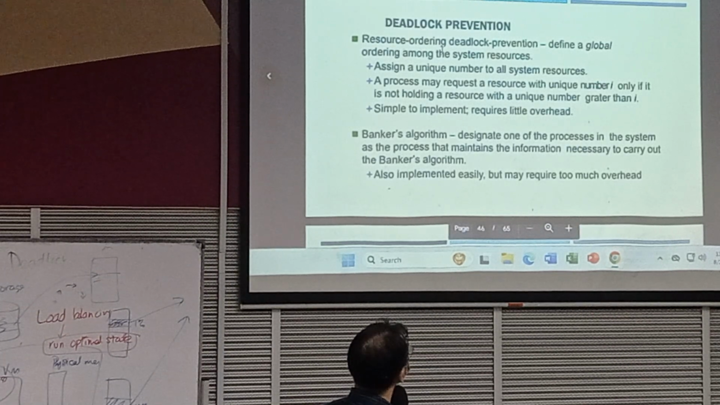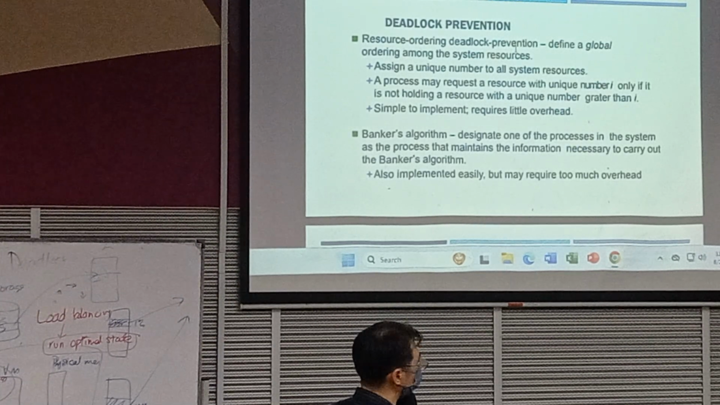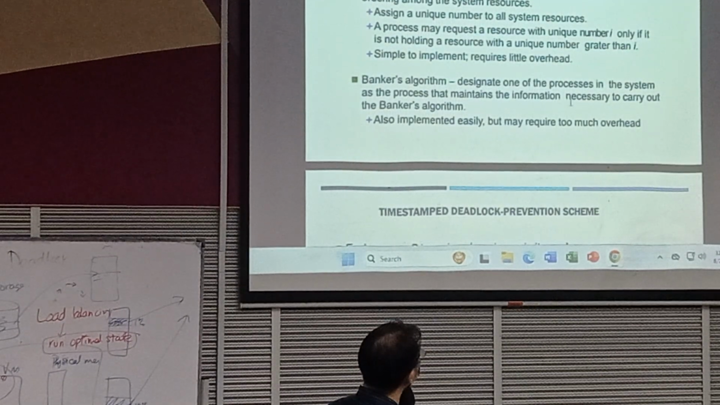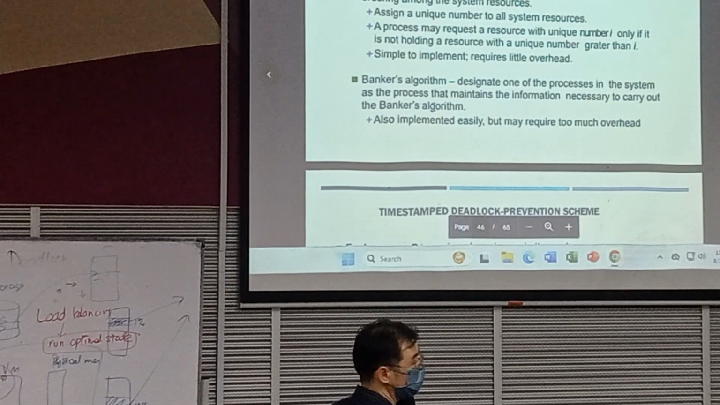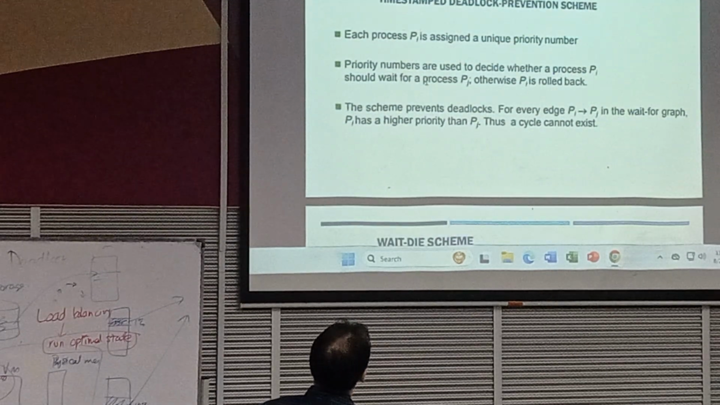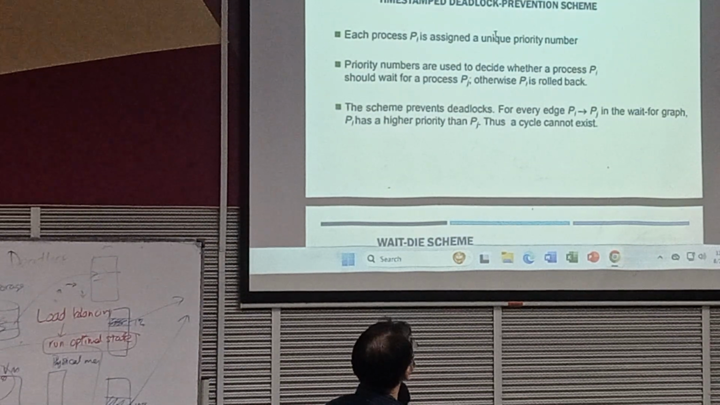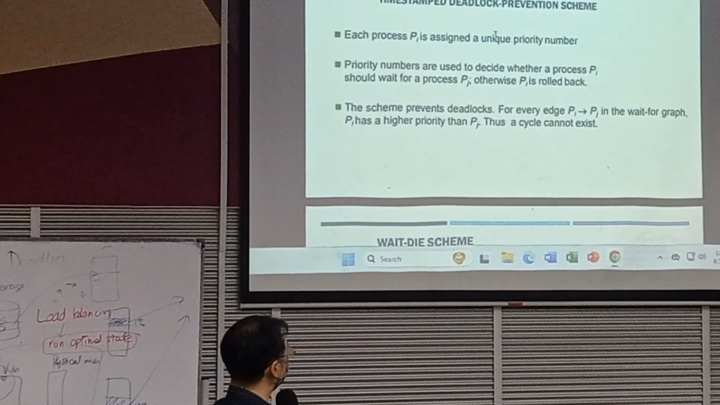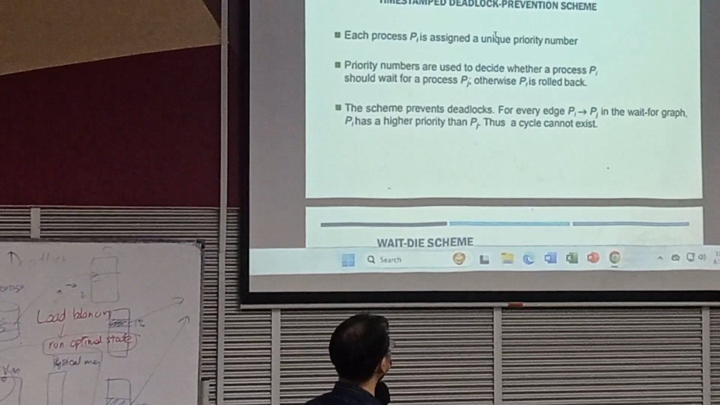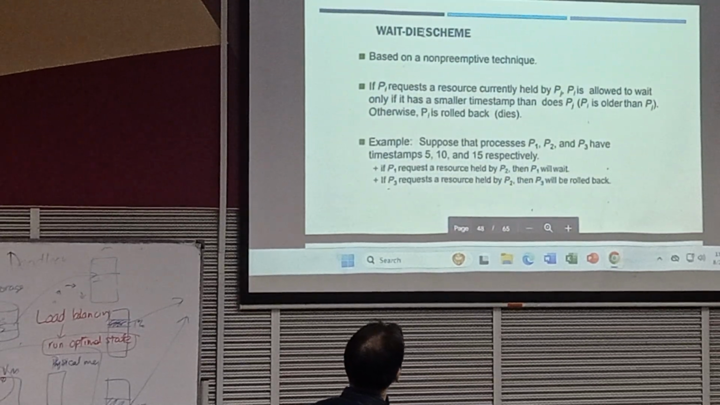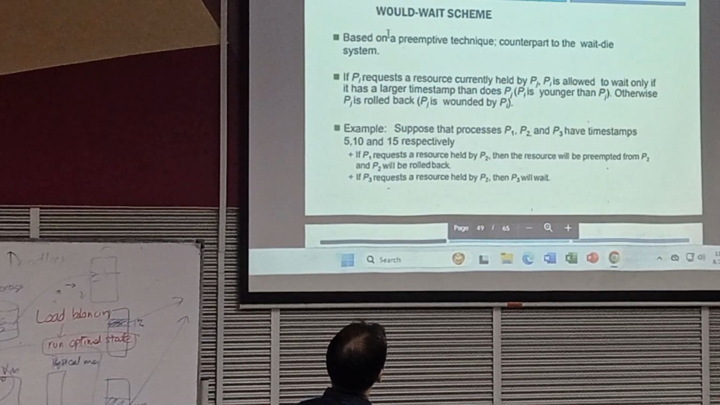So that's the first way. That is deadlock prevention. Another way is deadlock avoidance using Banker's algorithm. Okay. Now the third one, which we never discussed, is mostly used by databases. Database has another deadlock prevention scheme, and it's called the wait-die scheme and wound-wait.